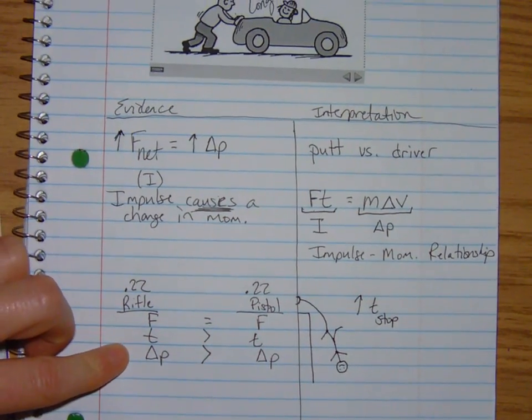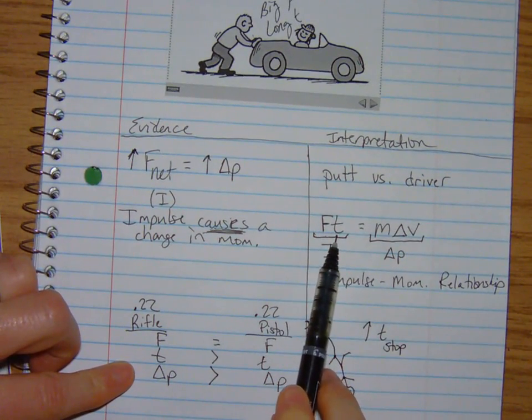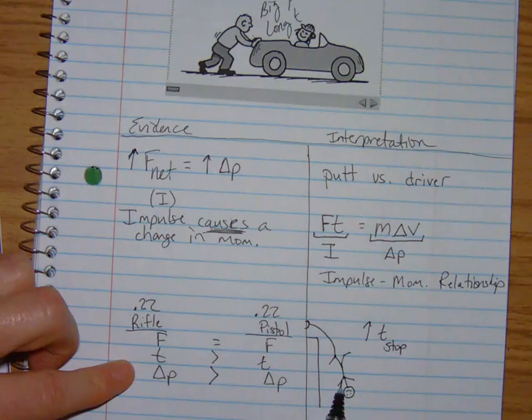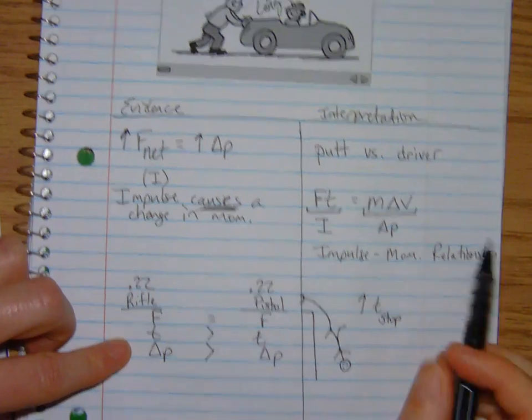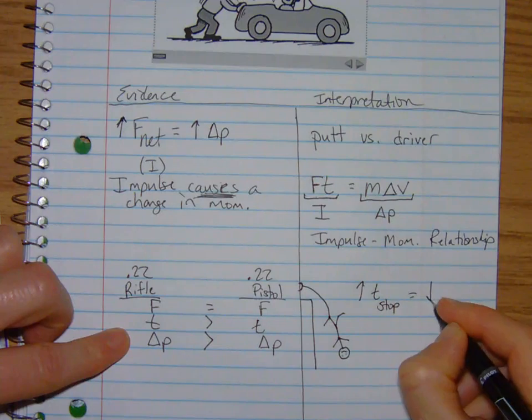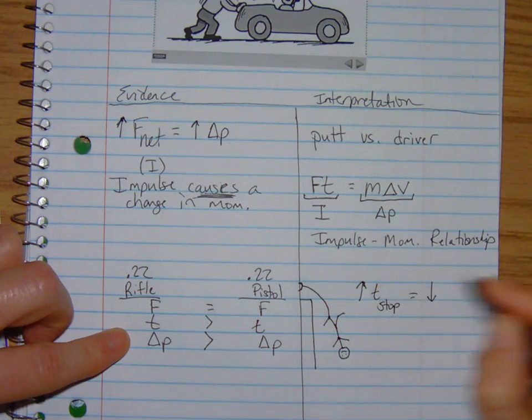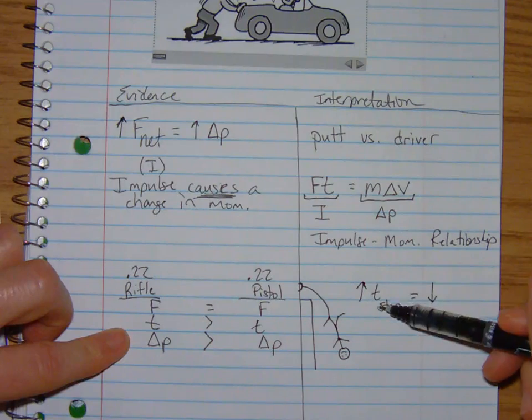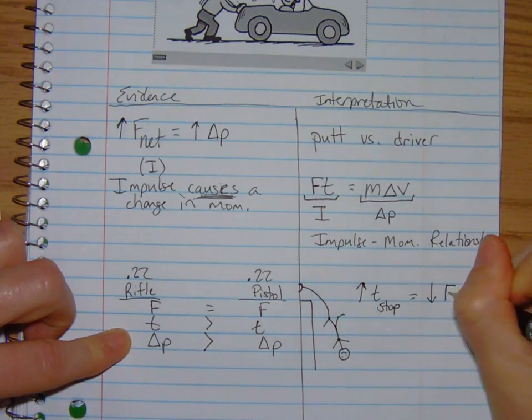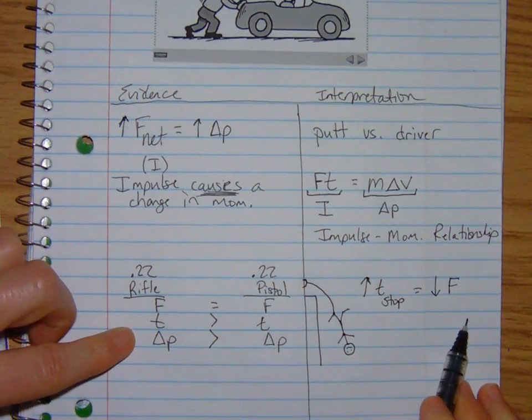Well, if we increase their time to stop here, and we have the same change in momentum, this person's body has to come down to zero. But if we can make this number big, that force shrinks down. And that's what we kept seeing with the idea of using seat belts and airbags in vehicles. Increase the time to stop, that decreases the force on the person.